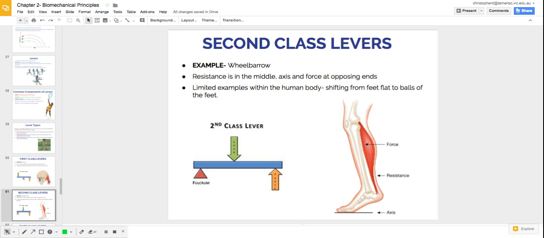Our second class lever, if we think about a wheelbarrow, we have our axis at one end, we have our resistance in the middle, and then we have our force lifting up at the other end. Our example in the human body is if we are standing upright and then we push onto the balls of our feet, that's our axis here. We have our resistance pulling us down and our force is generated through our calves, or our gastrocnemius.